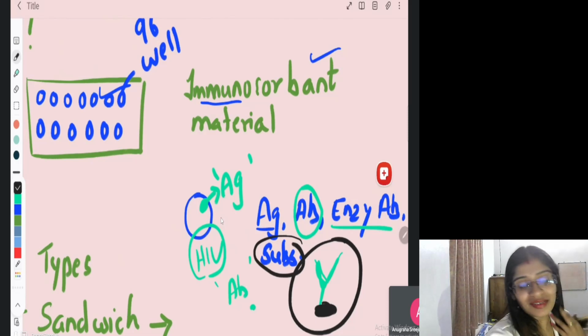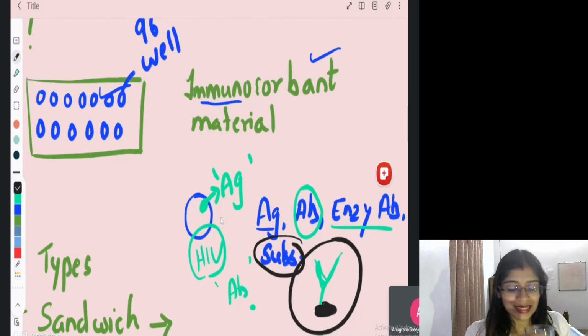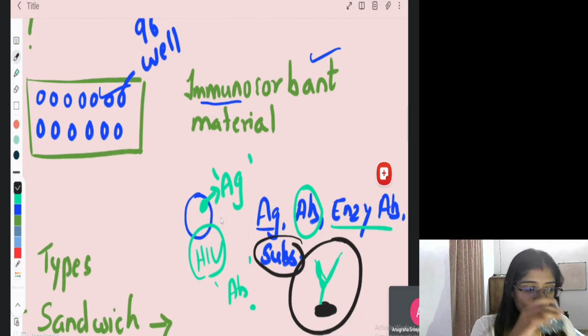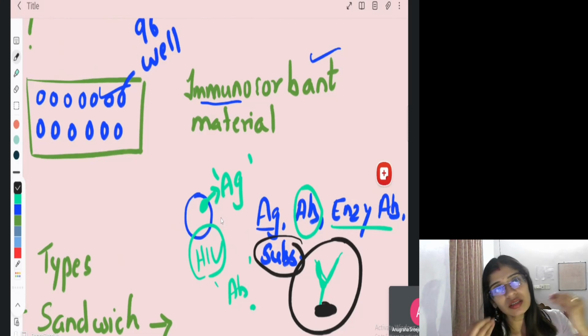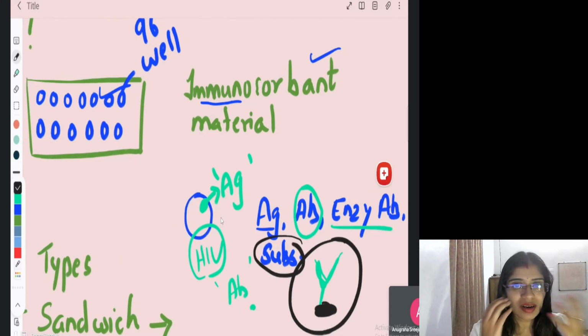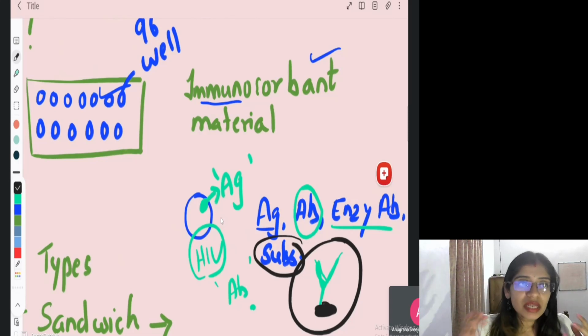When we do certain reactions, like in the test tube or in a slide, some reactions we can't see with our naked eyes. We need something to tell us that the reaction has happened. So for that we use substrate. I'll give you an example. Suppose I put an antigen and antibody in a test tube, but with my naked eye I can't understand if they're bonded or not, if the reaction has happened or not.